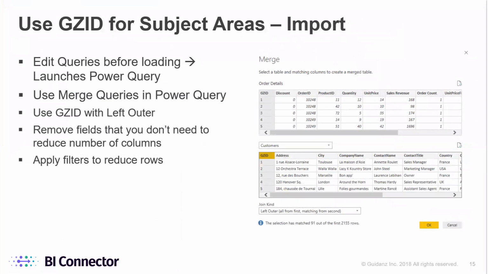Next, if you're using import instead of direct query, you need to merge the fact table and the dimension tables into a single flat table before you load the data. If you don't do this, Power BI will send separate queries to the fact and the dimension tables, and you will not be able to join the results in Power BI because often the primary and foreign key relationships are not available in the OBIEE presentation layer. So let's see a quick demo of how to do this.